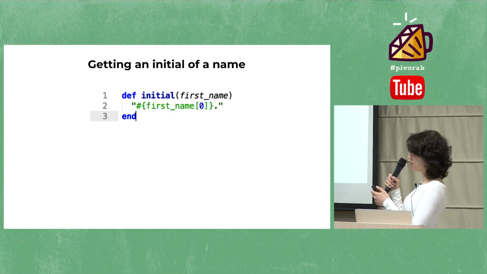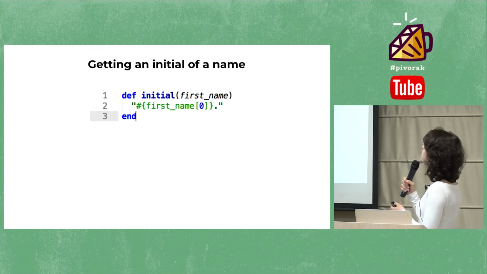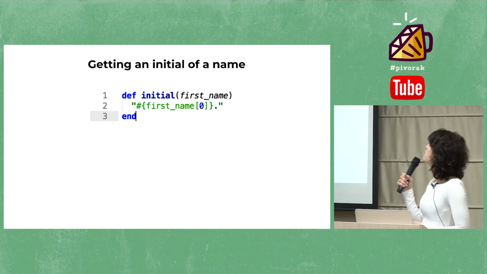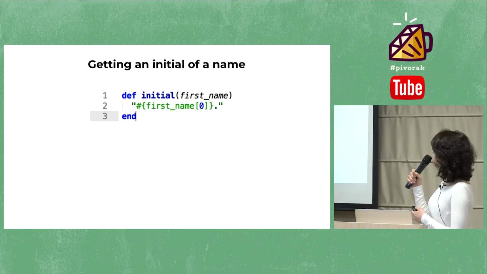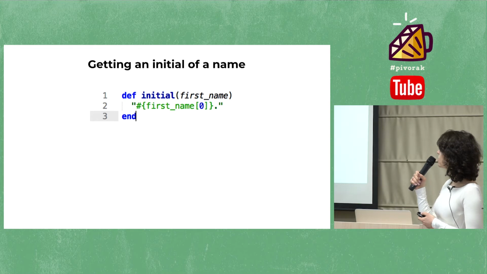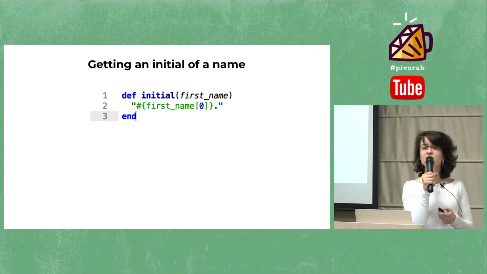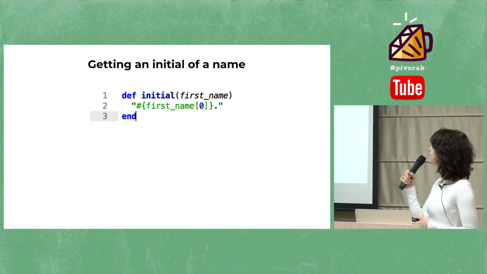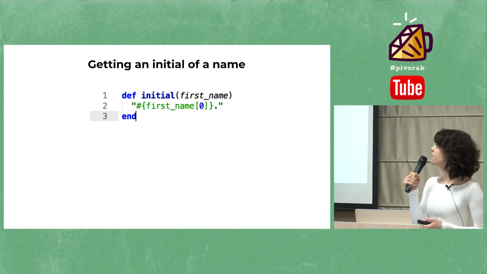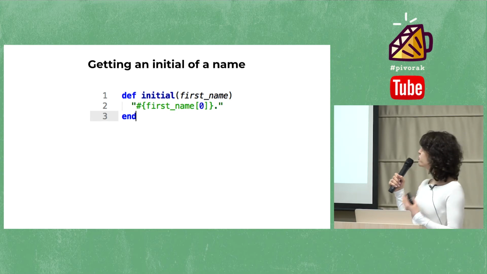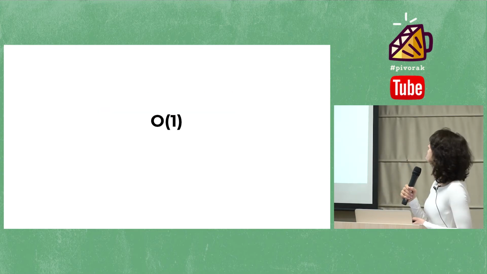Or, for example, if we need to get an initial of a name. So we have a name, and by the way, I'm skipping here edge case scenarios where nil was passed or something. But let's say you receive a string of text which signifies a first name, and you just have to return a first letter followed by a dot, and that's the entire purpose of this function. And can you tell me what is the complexity of this solution? Yes, correct. Because it doesn't matter how long the name is, you're just taking the first letter. You're always performing a constant amount of operations, so it's BigO 1.